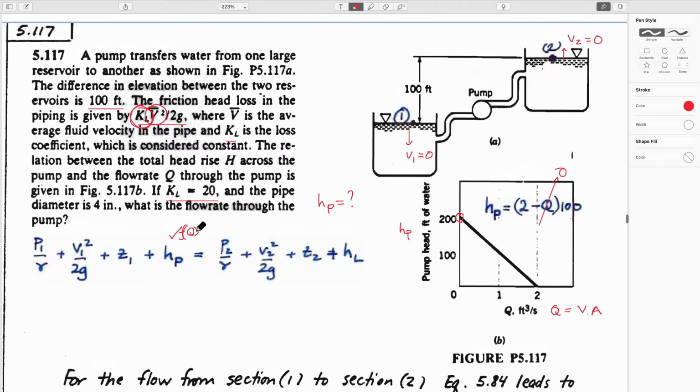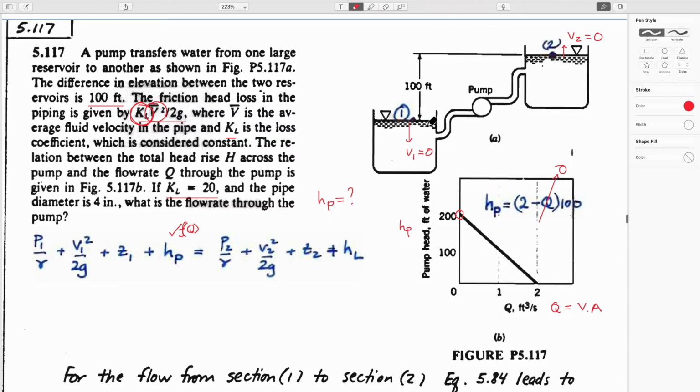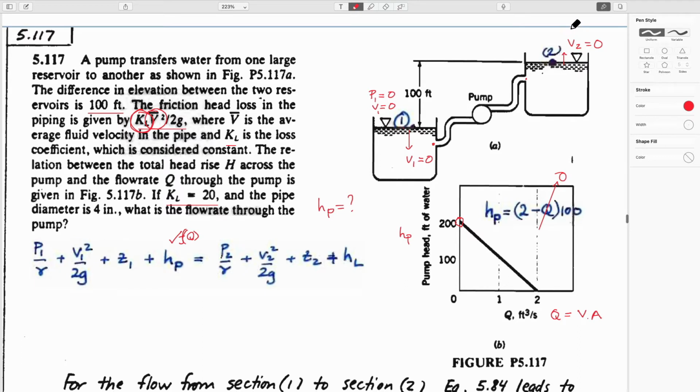What else do we know? We can write Bernoulli from upstream to downstream. We could write point 1 here and here, and then use the pressures at those places, but it's a bit more cumbersome to do that. It's easier to use places where we can get rid of those terms. So we know that here the pressure is atmospheric and that the velocity is equal to 0. And that's true for this as well.